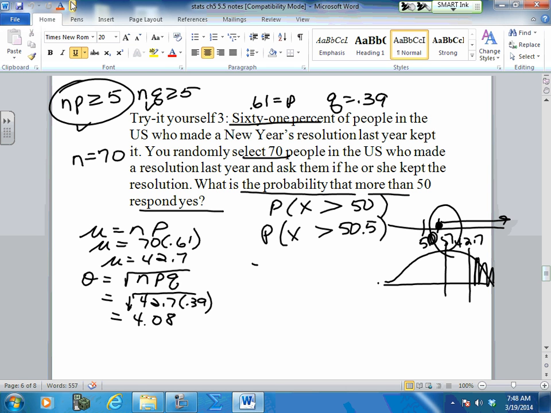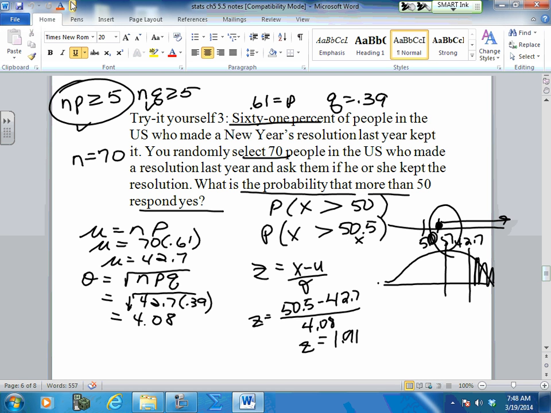Good. So we go back to your z-score formula. You use the 50.5 that you're looking for. That's your x now. So 50.5 minus 42.7 over your standard deviation. This will give you your z-score. Now you expect your z-score to be positive, and you should get 1.91. Good.